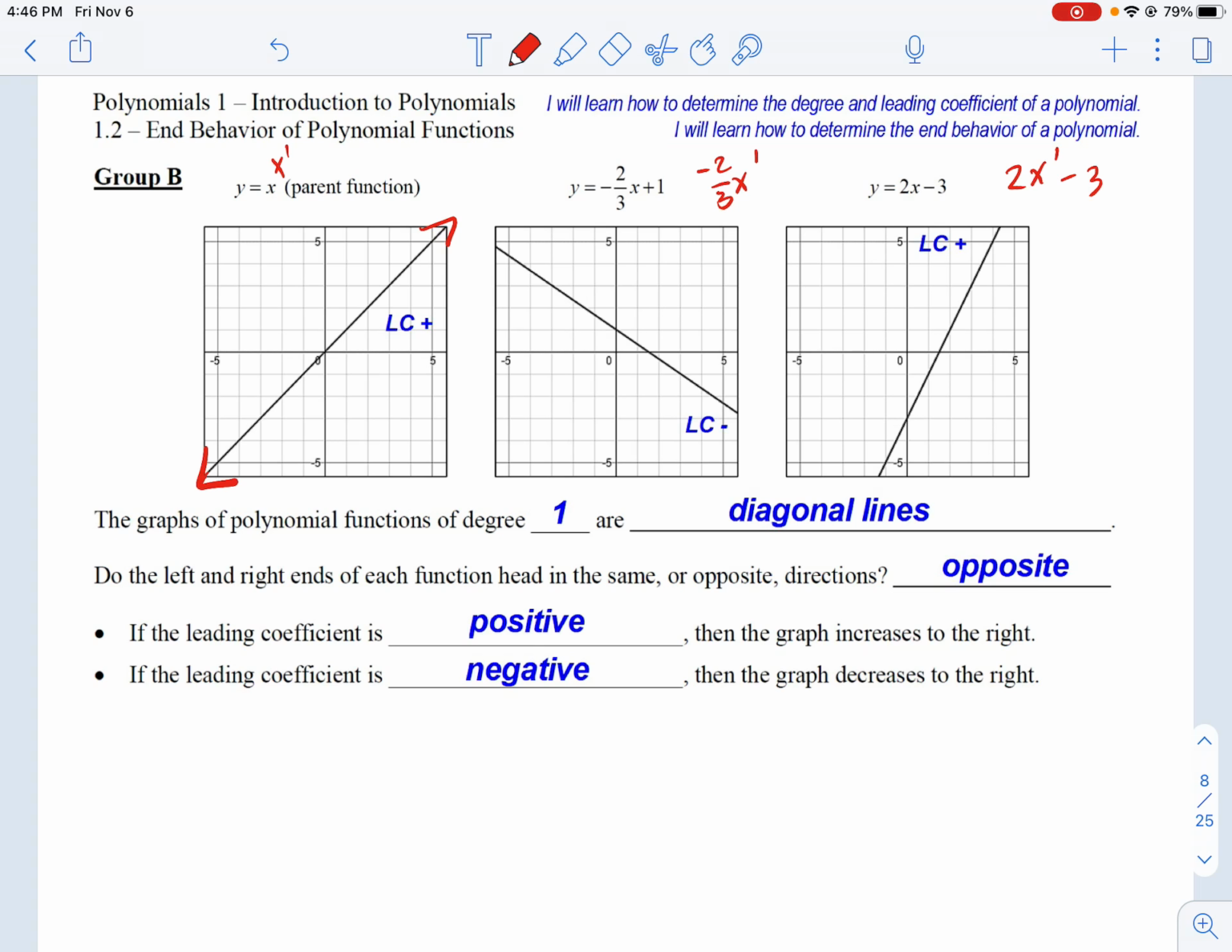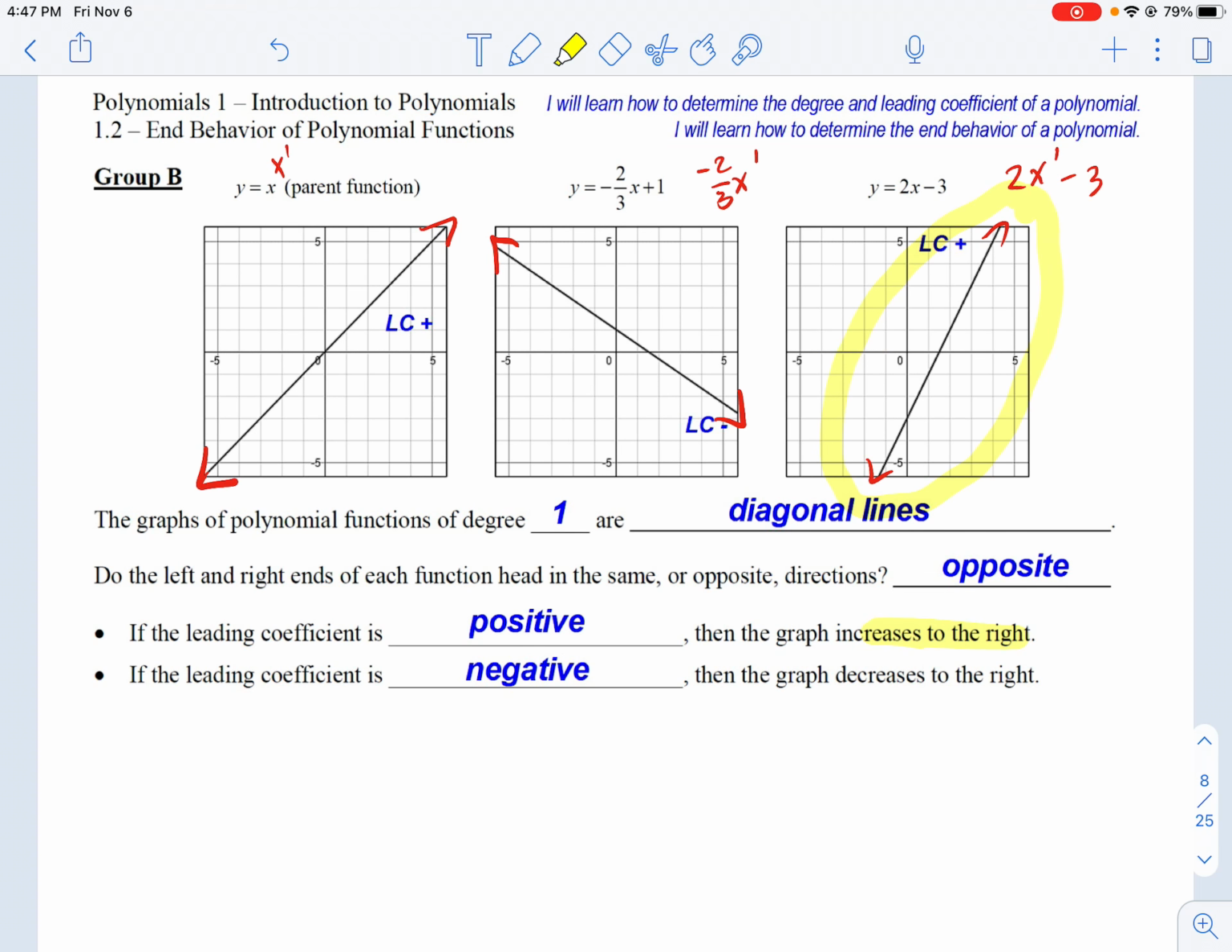That means that even here, increasing to the left, decreasing to the right, increasing to the right, decreasing in the left side. And we can see here that our left and our right behavior, they end in opposite directions. And you also have to notice that when the leading coefficient is positive, it increases to the right.